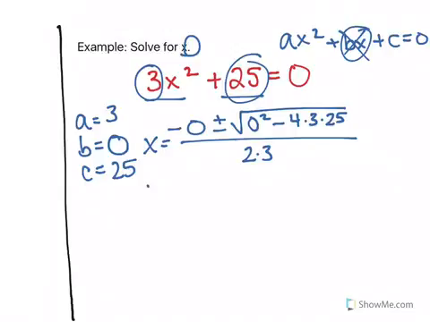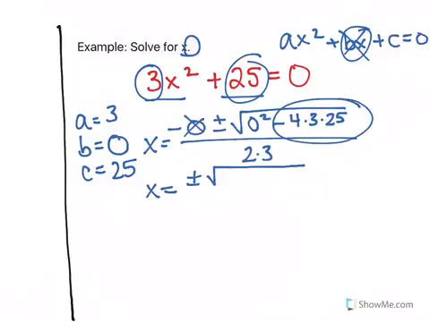So, simplify this down, we get x equals negative 0, we can just delete that, it doesn't need to be there, plus or minus the square root of 0 squared is just 0, so we're just going to do the math right here. Negative 4 times 3 times 25 is going to be negative 300 divided by 2 times 3, which is 6.